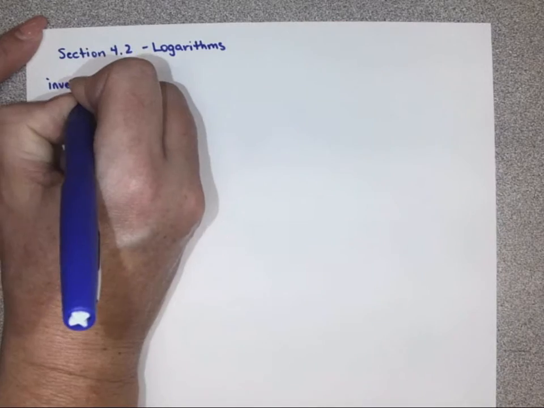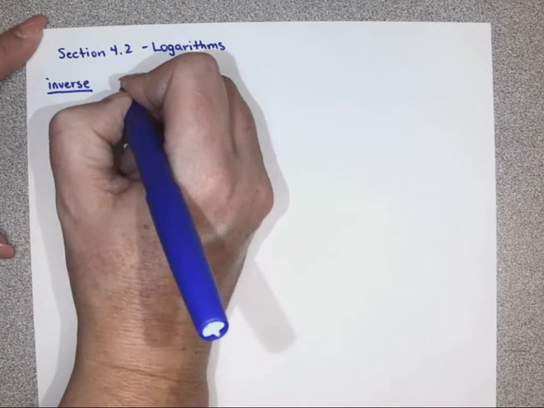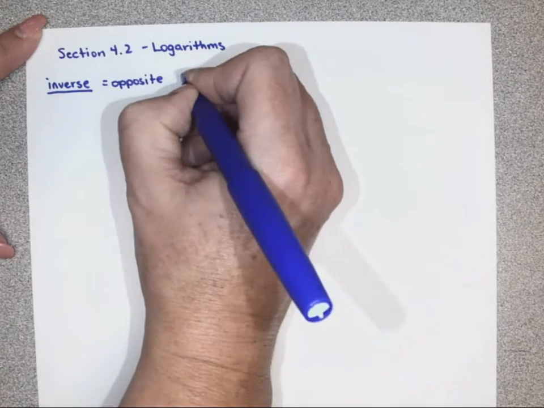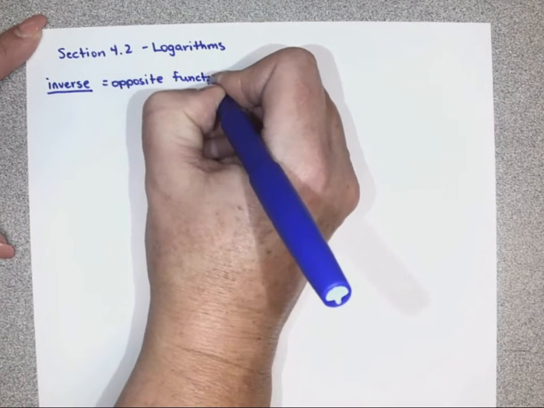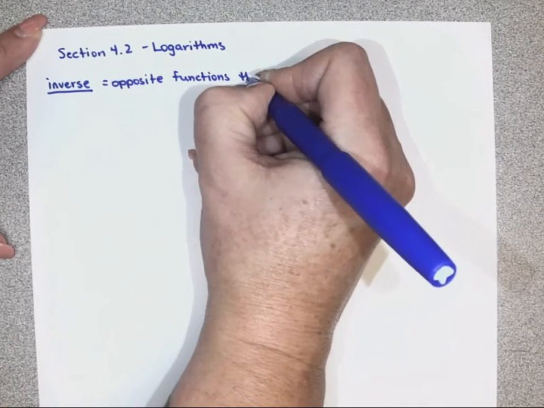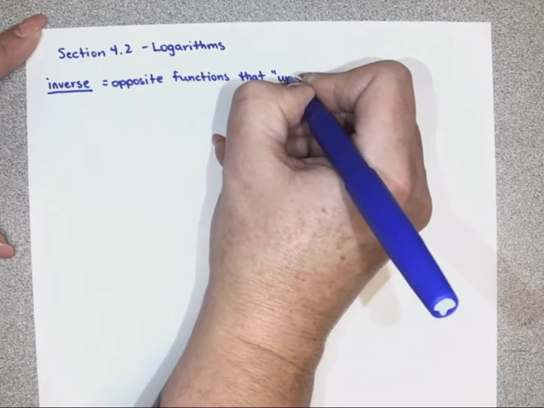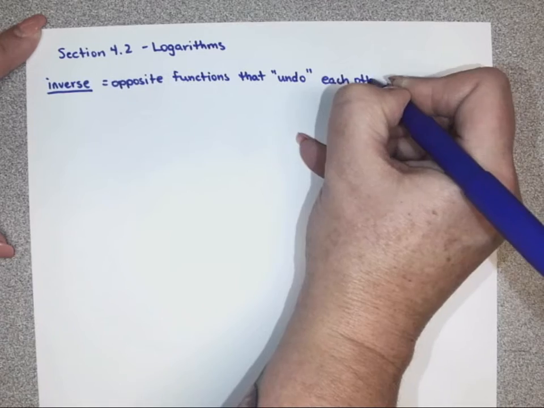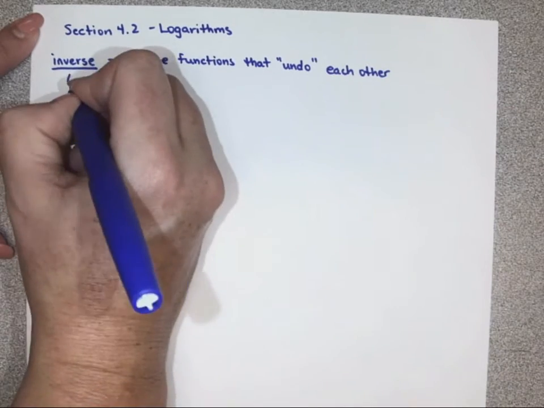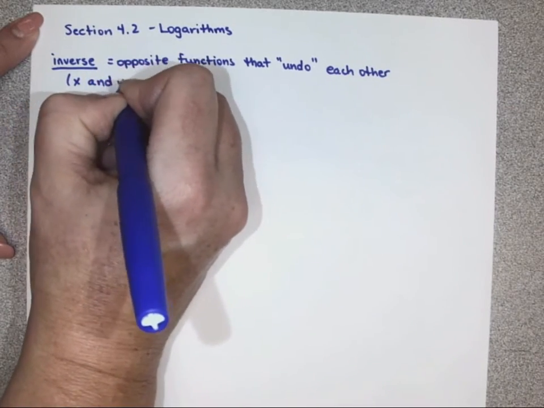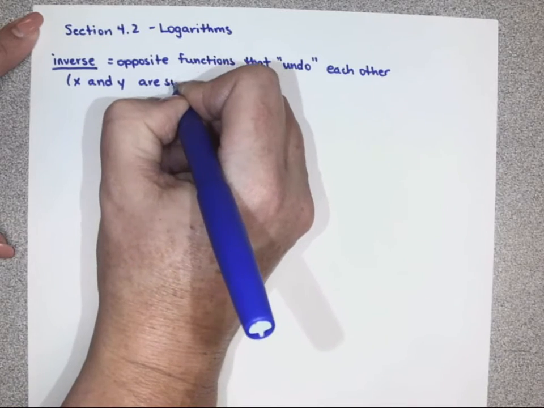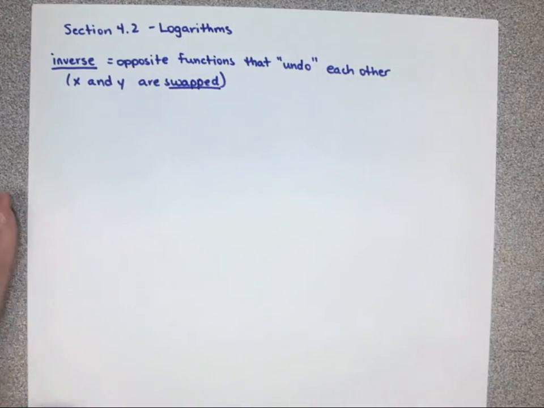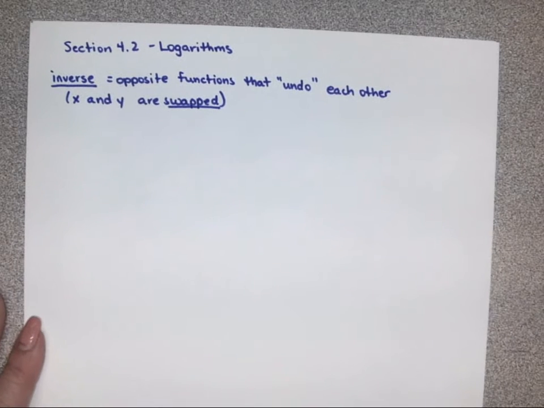So before I show you what a logarithm is, let's remind ourselves what an inverse was. This is all the way back on test 1. Inverses are, remember, opposite functions that undo each other. The other thing about inverses, remember, is that x and y are swapped. So all the x's become y's, all the y's become x's.